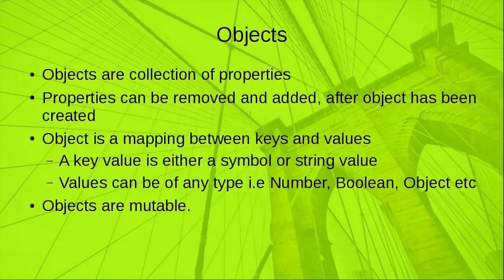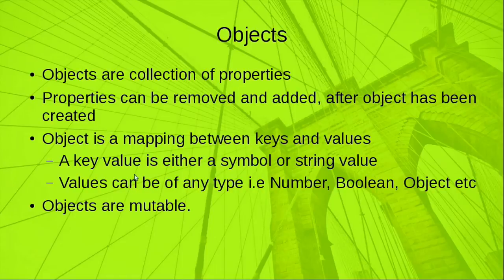The fourth data type, which is an important data type, is object. An object can be considered as a collection of properties. Properties can be removed or added even after the creation of the object itself. Now, an object contains keys and values. A key can be either a symbol or a string value, and using this key, the value which it contains can be retrieved, right?